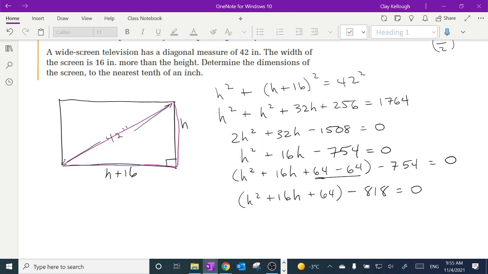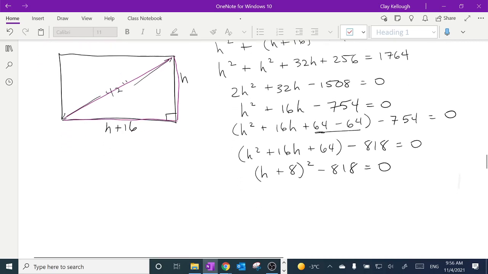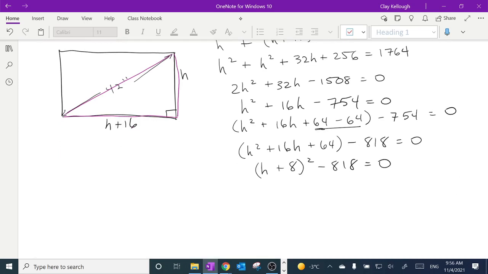And then this, of course, is h plus 8 all squared. And now the algebra is pretty easy. It's just grade 9 with a little twist because we got the squared, but opposite operational procedure, right? How do we isolate h from here? Step 1, get rid of the 818, so add that to both sides.